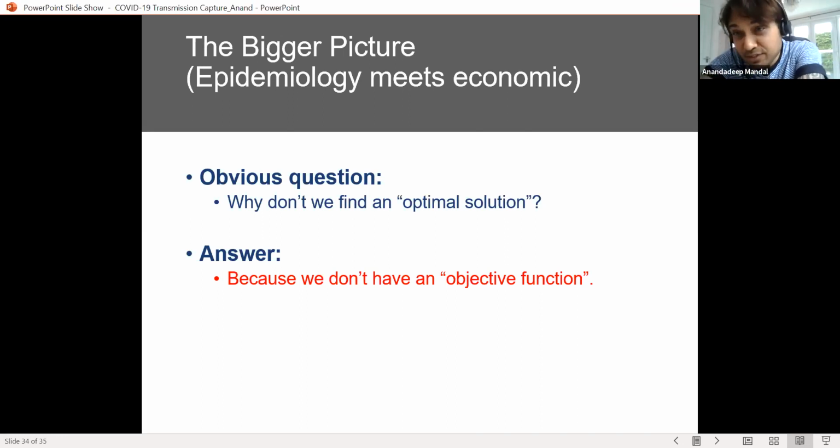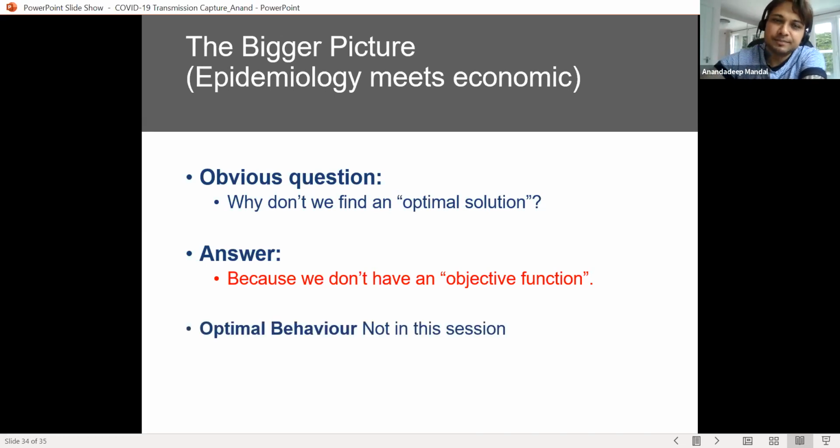Because we don't have an objective function. So what do we want to do? We want to control deaths. We want to see the GDP growing. We want to see exports growing, imports reducing. So what do we want to do? The objective function is really, really not there. And so this is the optimal behavior. This is not in this session for sure. I think Ritesh Bhaiya had a word with me. Maybe we will conduct another session for this.